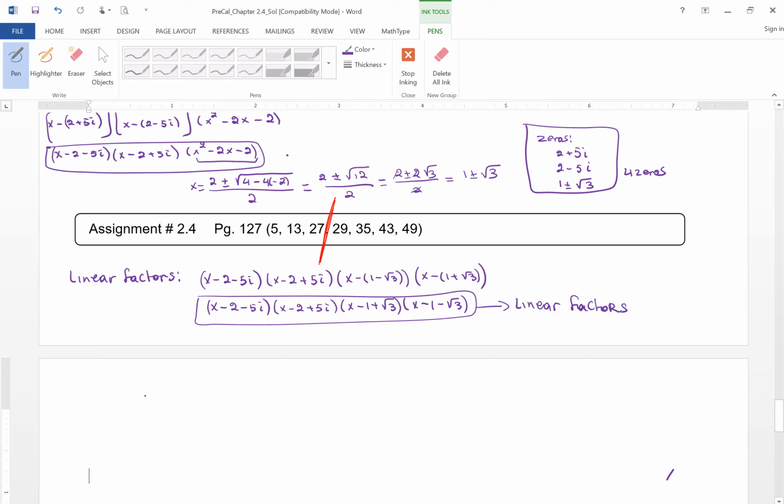So the big deal is, however many zeros, whatever the degree is, that's how many zeros, that's how many linear factors, okay? And remember that the zeros are where what happens? The graph does what? Crosses the x-axis.